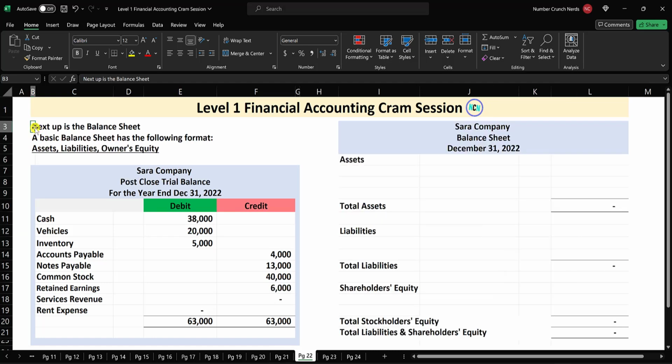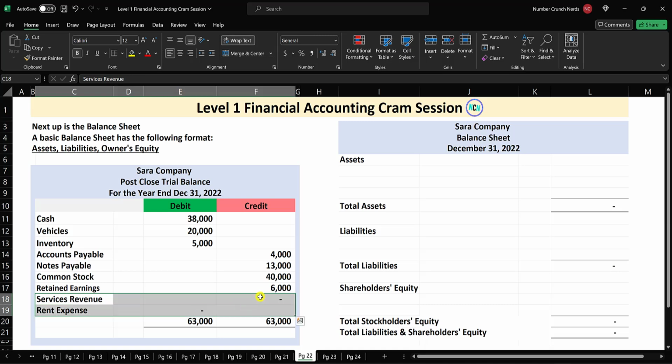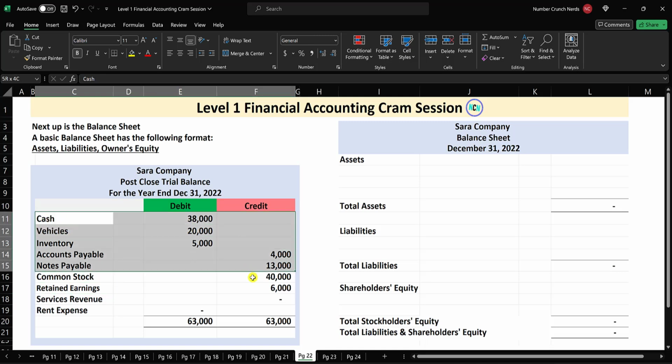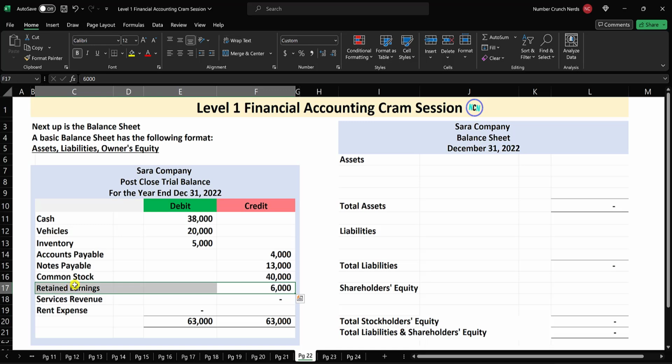All right, next up is the balance sheet. A balance sheet has the following format: assets, and then liabilities, and then owner's equity. So the balance sheet is a representation of the fundamental accounting formula in what's called a financial reporting format. This time we're going to use the post-close trial balance. So I've changed it back. I've closed out those income statement accounts again, and the $6,000 is back in retained earnings because retained earnings is a balance sheet account, so we're going to need that to prepare the balance sheet. At this point, the income statement has been closed to retained earnings.